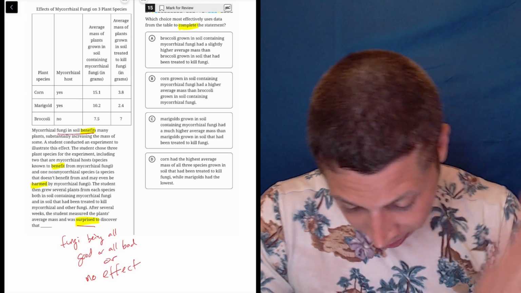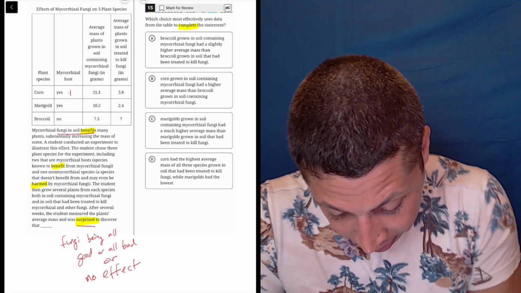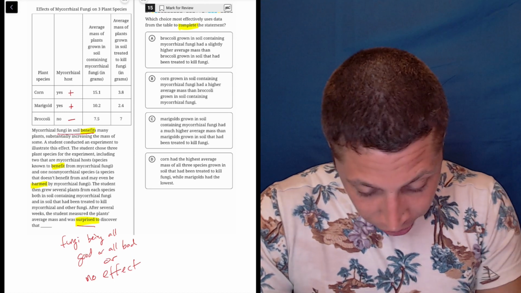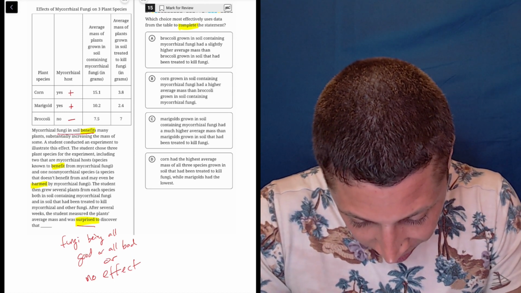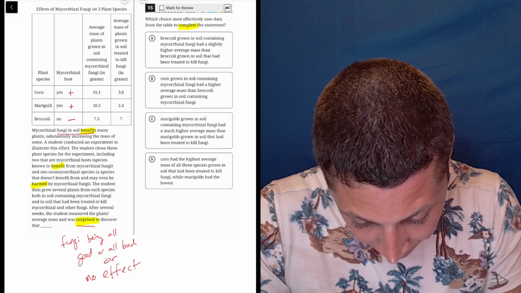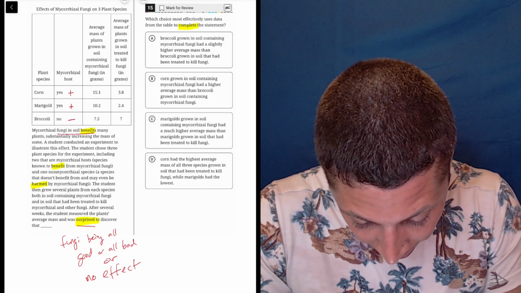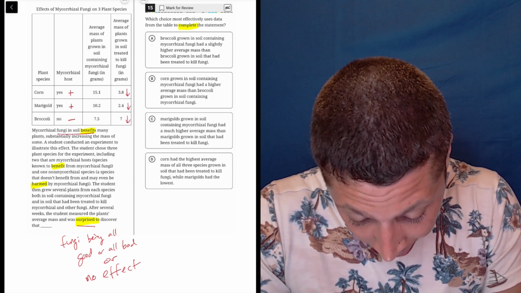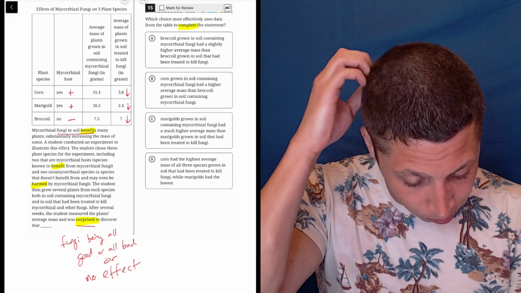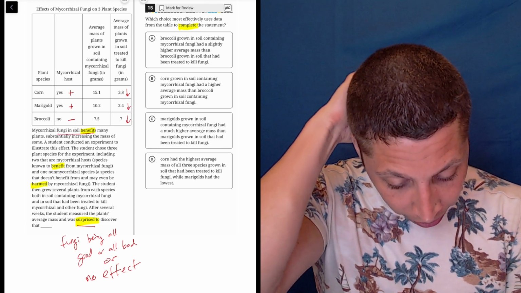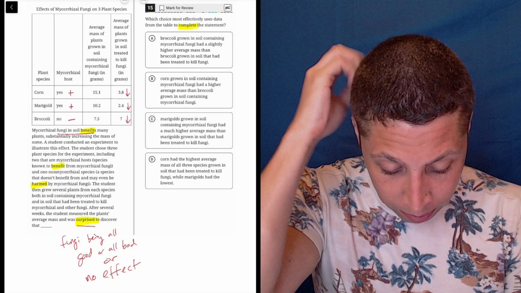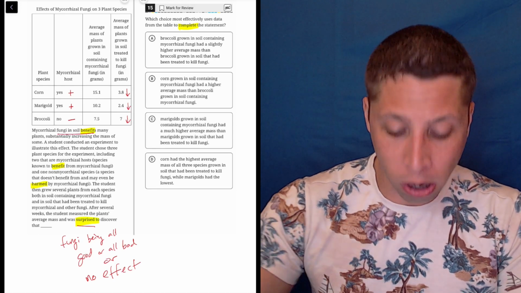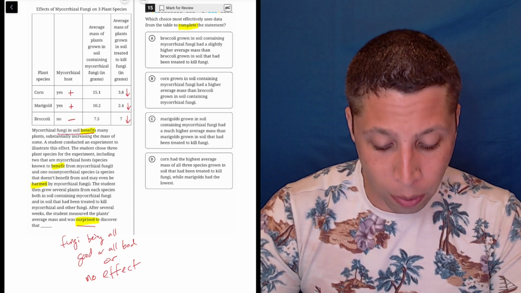The broccoli, okay, so broccoli is against it. So this is the good, bad. Okay. And let's see. Actually, let's just look at the chart, right? The average mass of plants grown in soil containing the fungi, the average mass of plants grown in soil treated to kill the fungi. So the killing is lower. They're all lower. Okay. So broccoli grown in soil containing the fungi had a slightly higher average mass than broccoli grown in soil that had been treated to kill the fungi, which would be surprising because broccoli is supposed to be harmed by the fungi, and yet it was also helped.